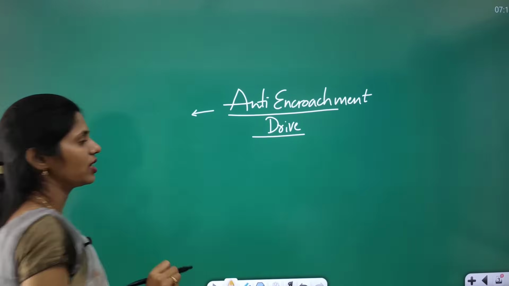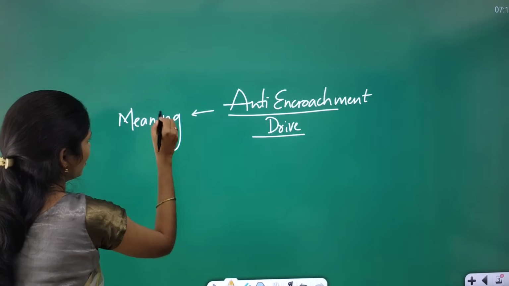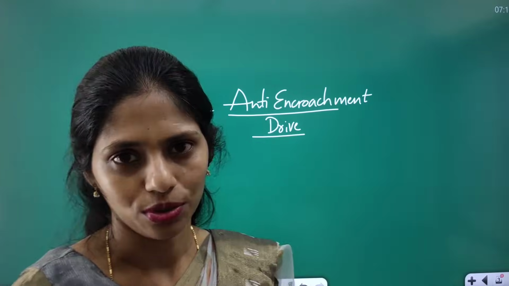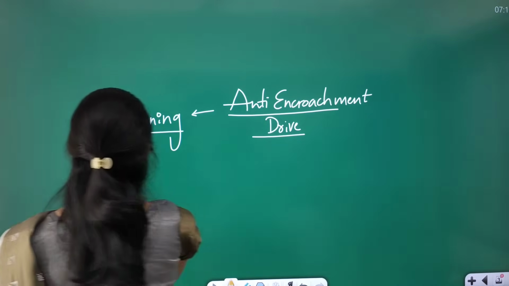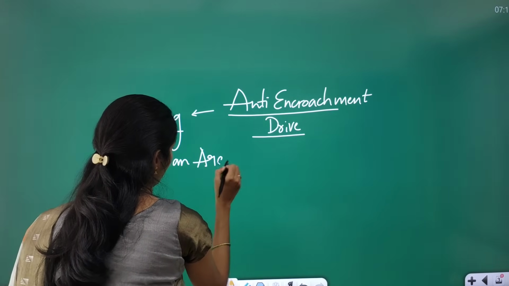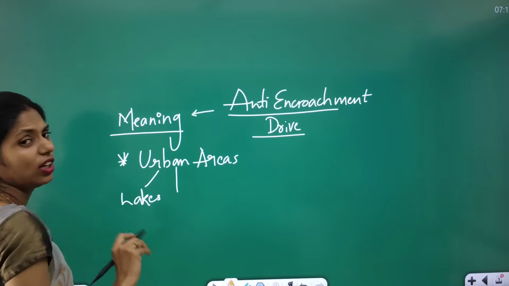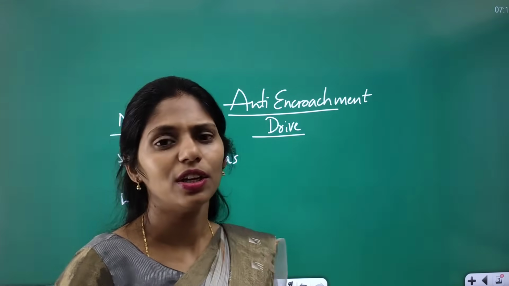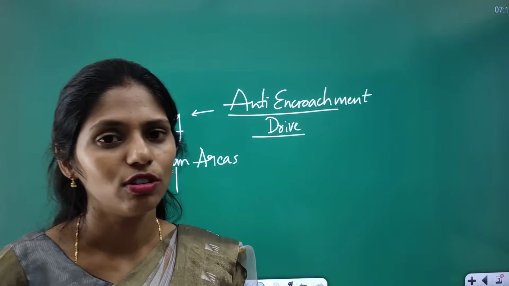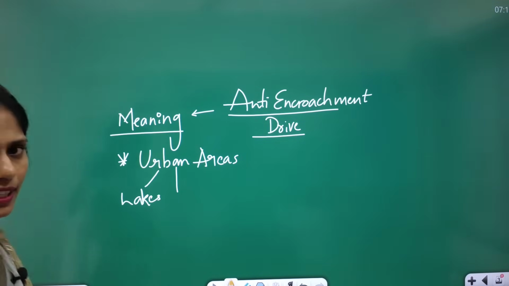First you have to know what is the meaning of encroachment. Whenever you enter a place without permission, it is called encroachment. This encroachment is a very important problem in urban areas. Especially you will see encroachment of water bodies like lakes. Overnight a lake will disappear and you can see there is land, and after one week you can see buildings or apartments constructed on that. This is a problem in urban areas, that is encroachment of lakes.